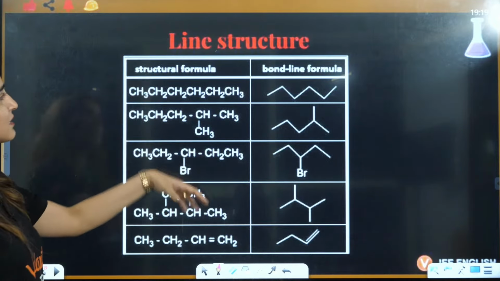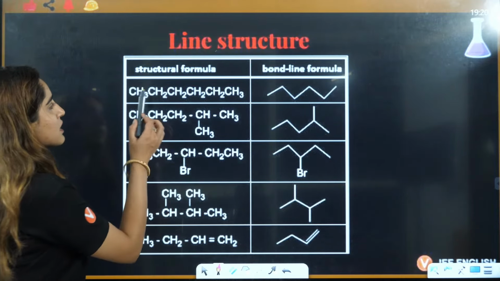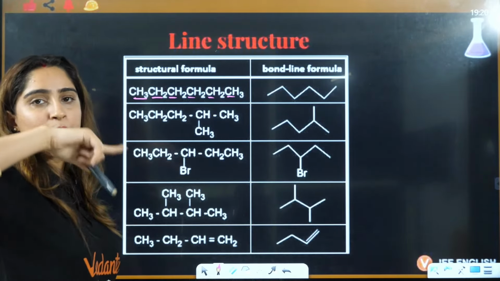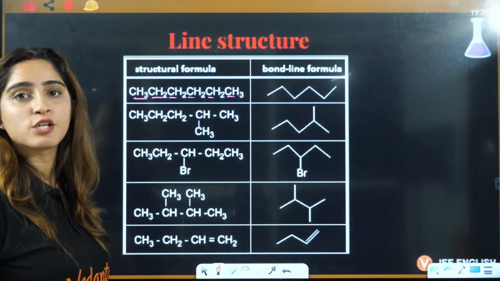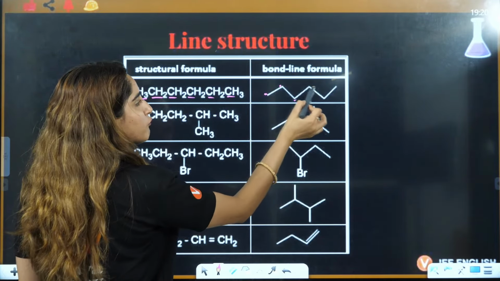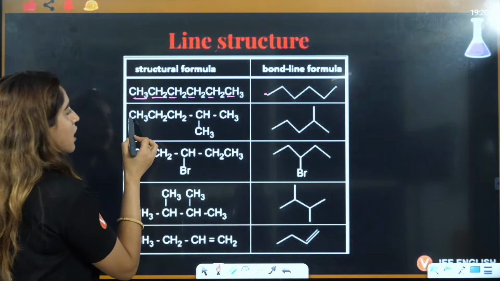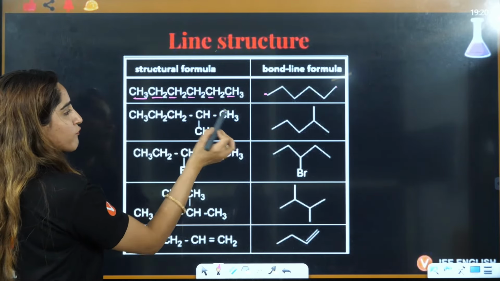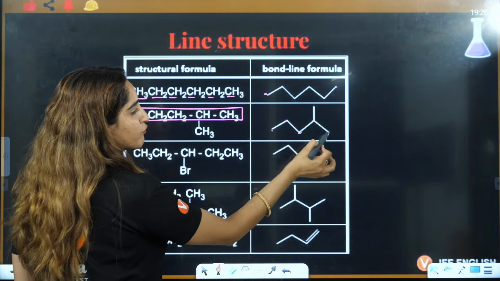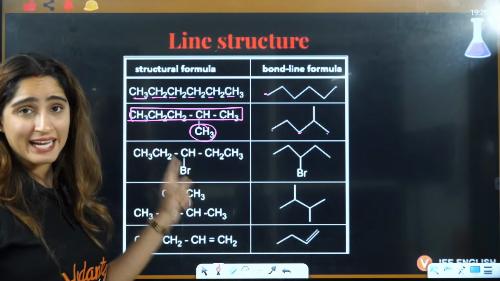Now, students, you can see this here. This is the structural formula and the bond line formula that I told you about, right? The structural formula has 1, 2, 3, 4, 5, 6, that is 6 carbons in a straight chain. A straight chain is represented in zigzag format, so it will be 1, 2, 3, 4, 5, 6. Next is 1, 2, 3, 4, 5. That means this is the straight chain, and one CH3 group is attached on the second last carbon.